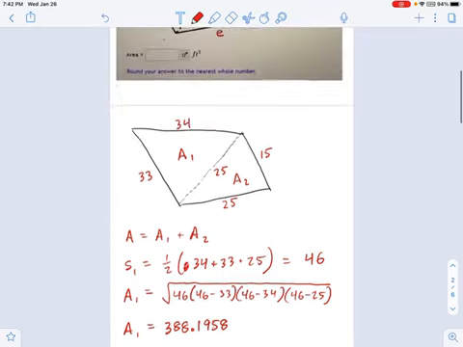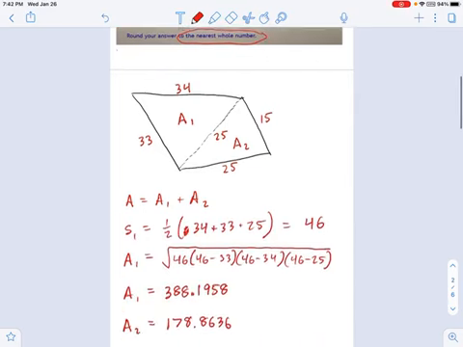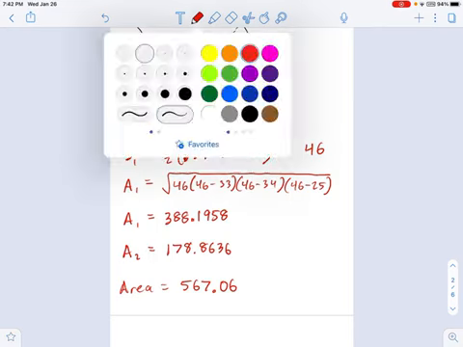567.06. Here's the part where we have to make sure we know how to round. Okay, round to the nearest whole number. So of course you could just put in 567.06. That's right. But if you want to round it, go ahead.